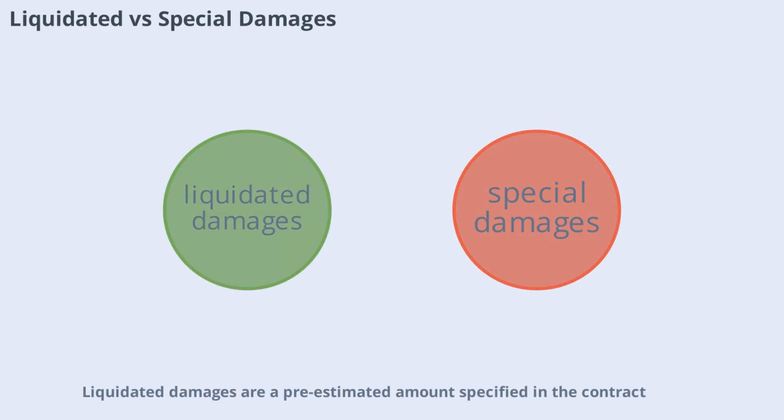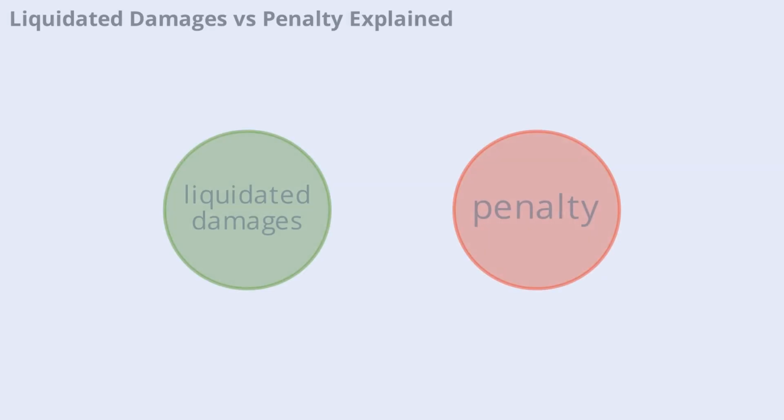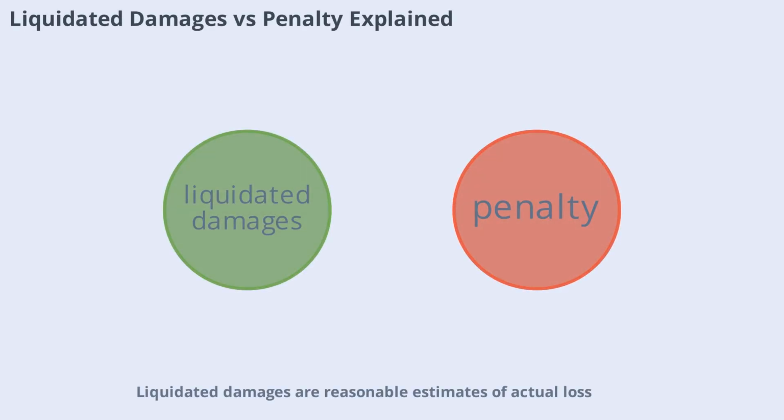Liquidated damages are a pre-estimated amount specified in the contract, while special damages are determined by the court for losses stipulated by the parties. Liquidated damages provide certainty, whereas special damages address unique losses arising from special circumstances. Understanding the distinction helps parties draft contracts that protect their interests. Liquidated damages are reasonable estimates of actual loss, while penalties are excessive sums intended to threaten or punish. Courts enforce liquidated damages if they reflect genuine loss, but penalties are only awarded as reasonable compensation, not exceeding the stipulated amount. The distinction ensures fairness and prevents abuse of contractual terms.